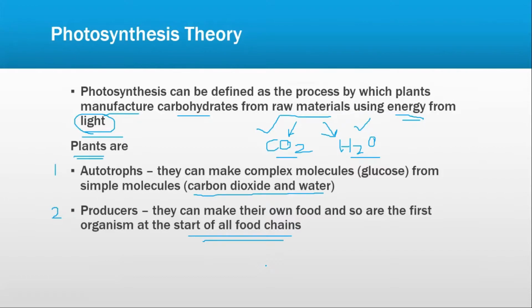Producers make their own food, and they are the first organism at the start of all food chains. For example, an animal would eat those producer plants, then another, larger animal might eat that animal which ate the producer, and so the chain goes on. But the chain is started by these producers. This producer might be a normal plant, which is eaten by a bird, and that bird is eaten by an animal.